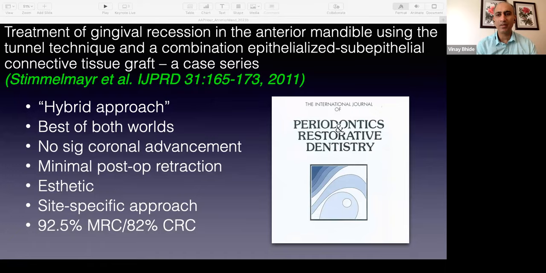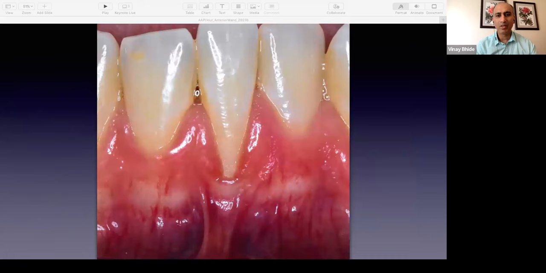you. So here's the case with an isolated recession. It's a Miller class 1 RT1 recession where we can see this prominent frenum. We can see about 3 to 4 millimeters of recession. And I thought that this would be a good case for the hybrid approach.